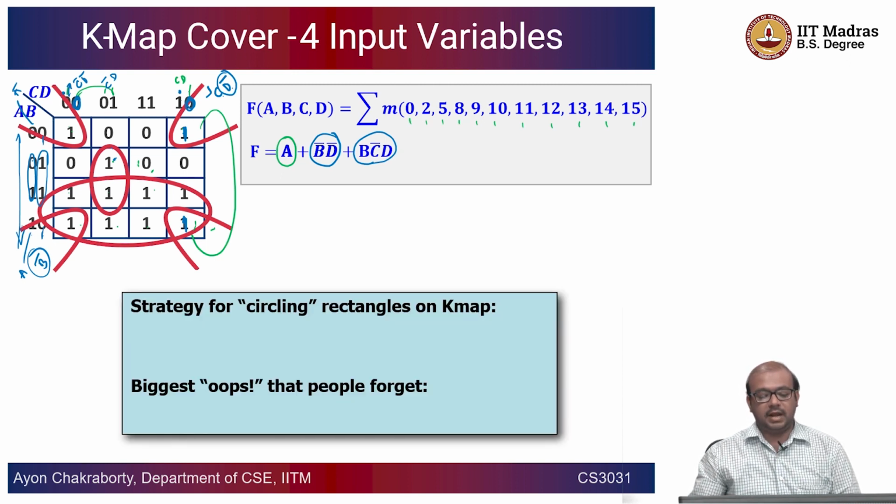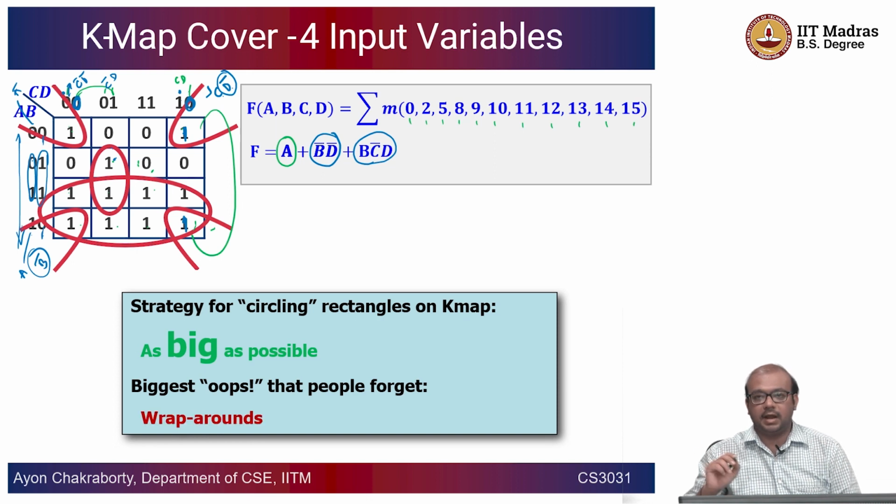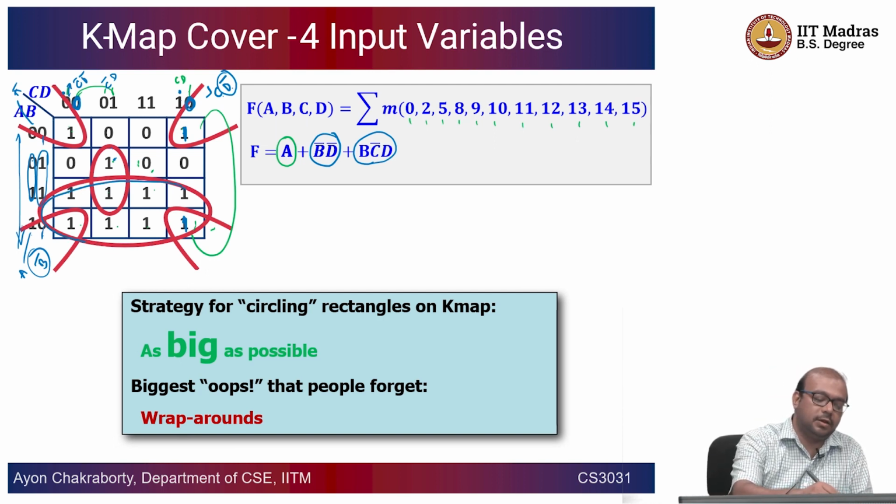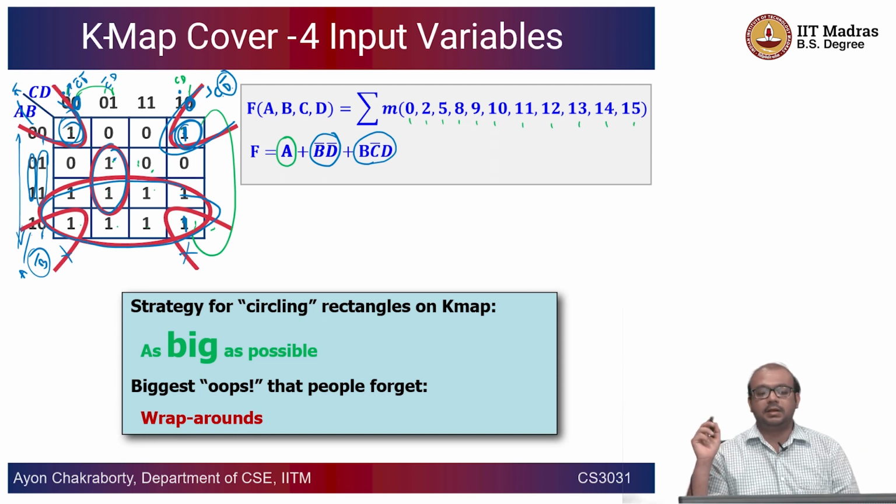Okay. So, the strategy for circling these rectangles on the K-map is you should circle them as big as possible, and do not forget the wraparounds. You can very easily see that all these ones are here, so you can do this enormous circle, and you can do this circle, but often you might forget to do this. Even if you did not have ones on this corner, it is still okay to group this and this, but you need to remember to wrap around the corners for the most simplified expression.